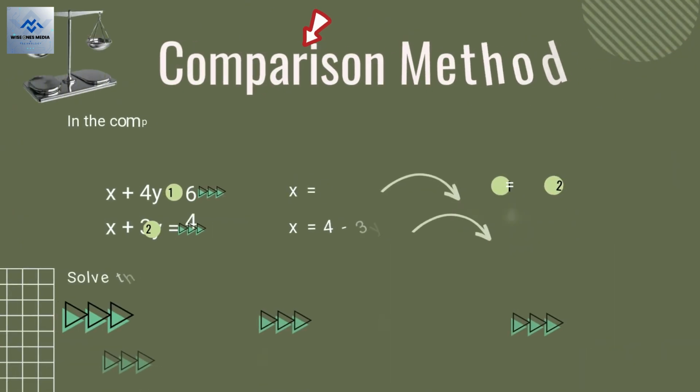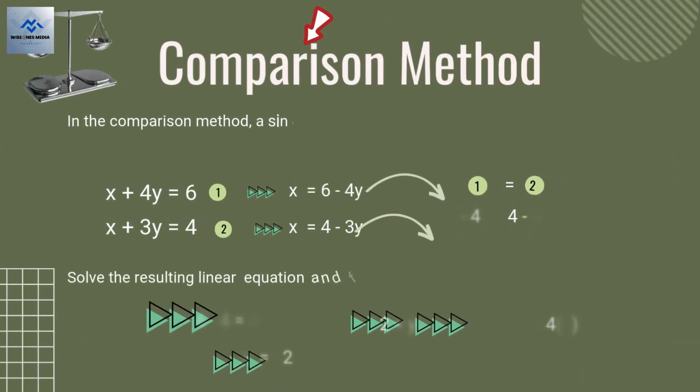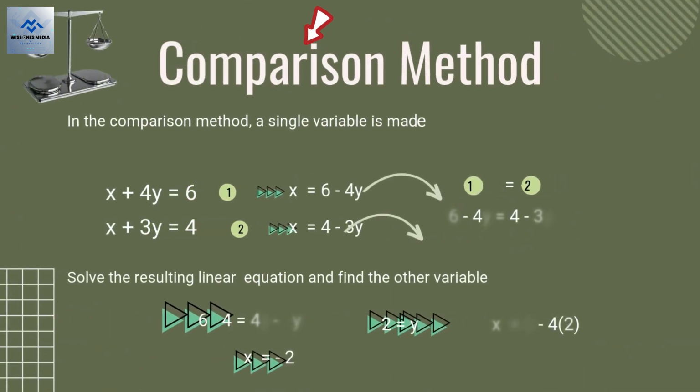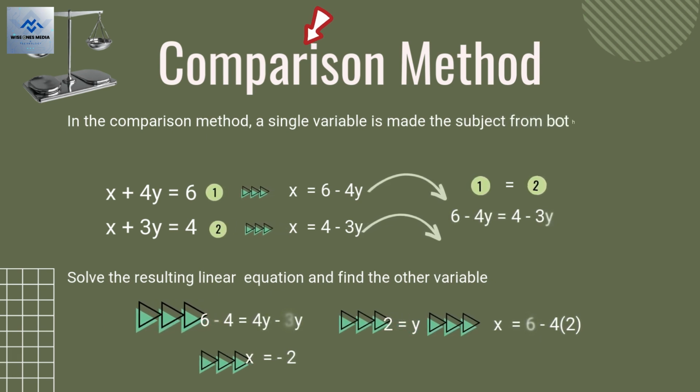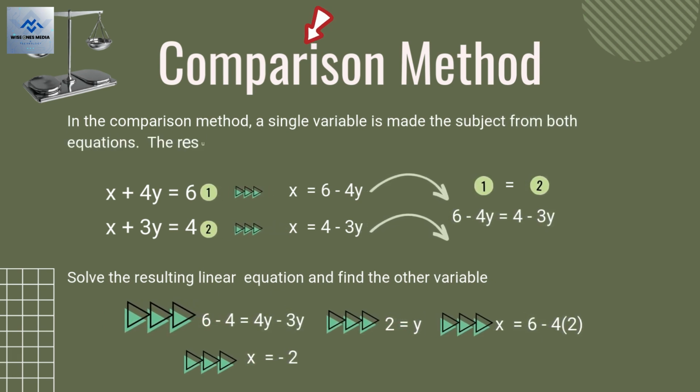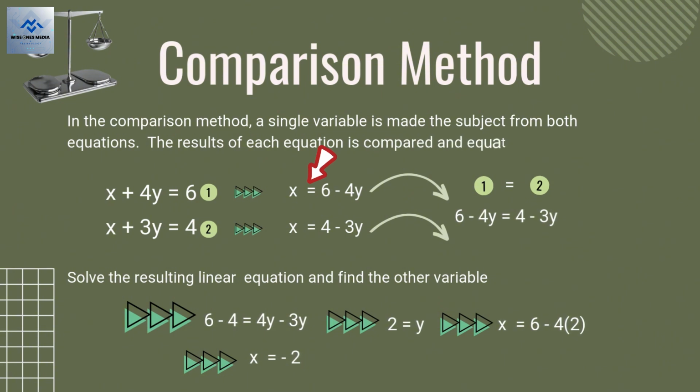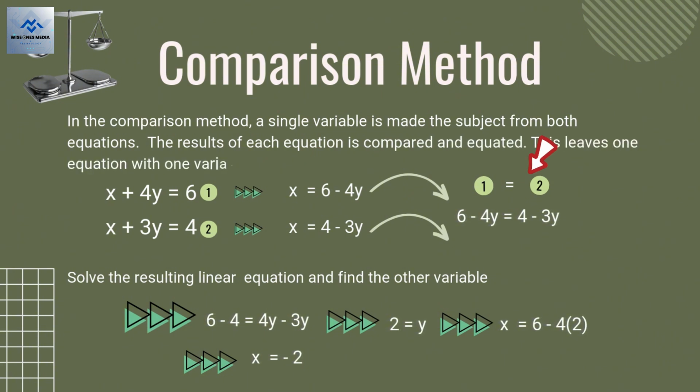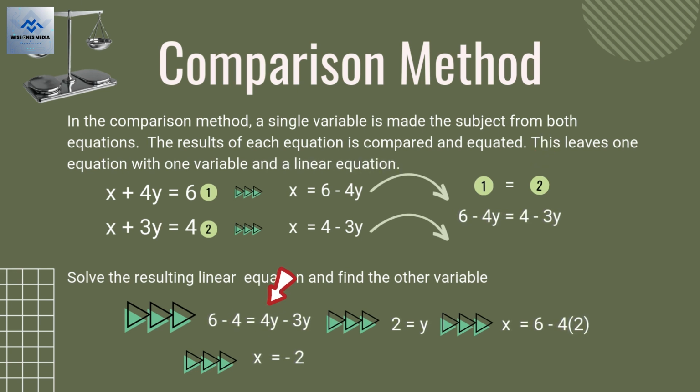Comparison method. This method avoids complex fractions by equating expressions for the same variable from both equations. Steps: 1. Solve both equations for the same variable, e.g., x or y. 2. Equate the two expressions. 3. Solve the resulting equation. 4. Substitute the value into one of the original equations to find the other variable.